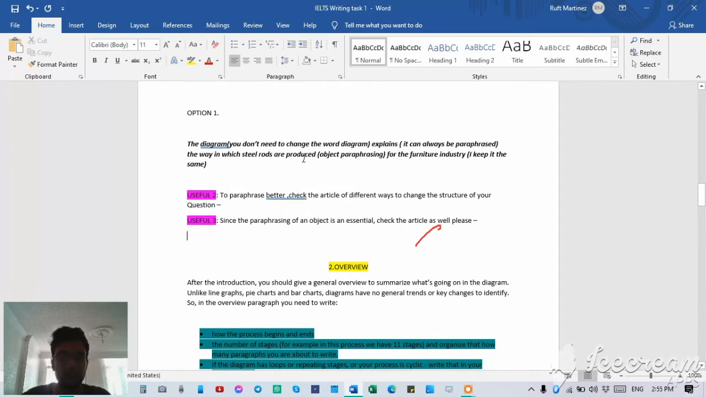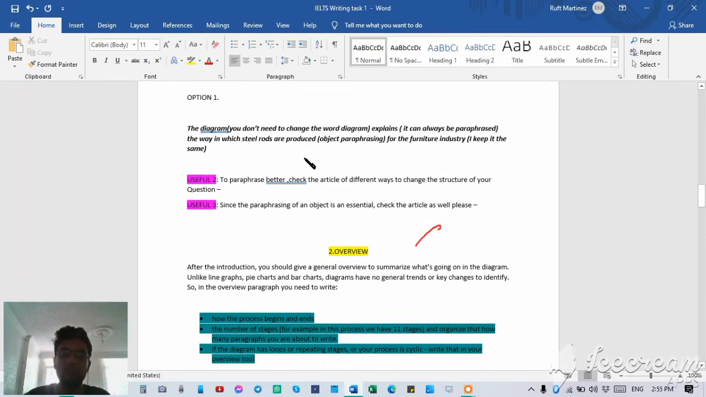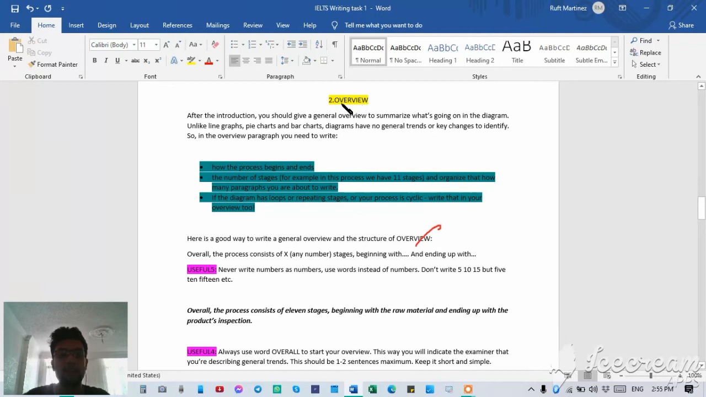After this, the introduction must be one or two sentences maximum, not too long and not too short, just a paraphrasing of the sentence. And so the next step of writing a Task 1 process diagram, according to the structure, is the overview.